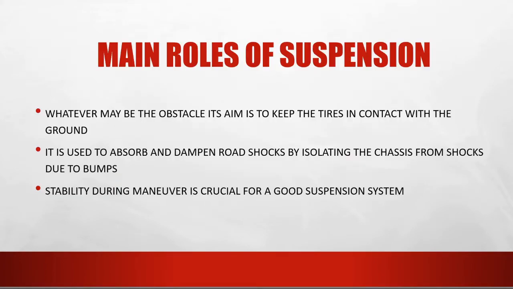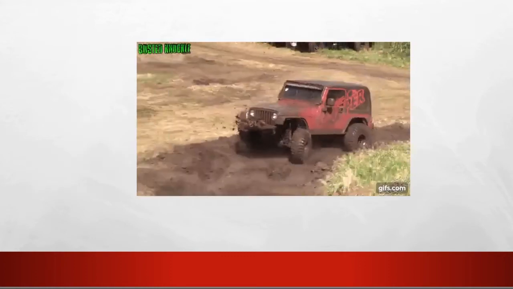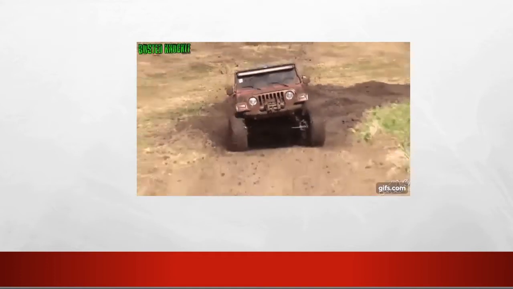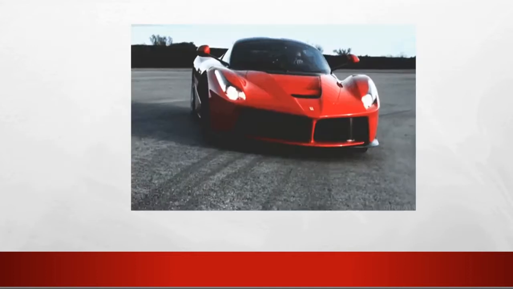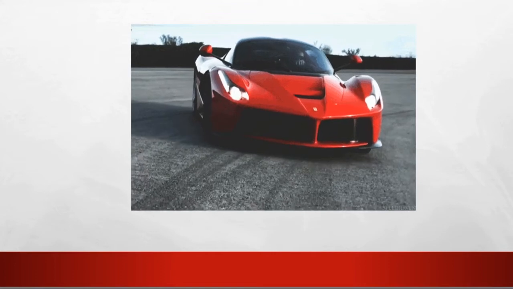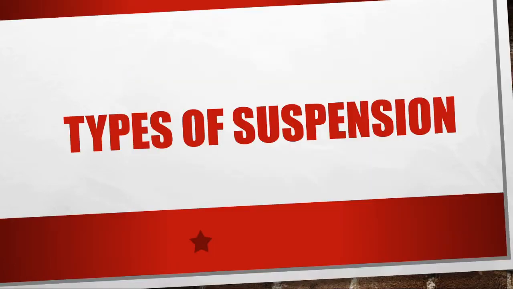Let's get into the main roles of suspension. Whatever may be the obstacle, its aim is to keep the tires in contact with the ground. It is also used to absorb and dampen road shocks by isolating the chassis from shocks due to bumps. This is also called suspension isolation. Stability during maneuver is crucial for a good suspension. It is achieved by camber gain, and let's move on to the types of suspension.